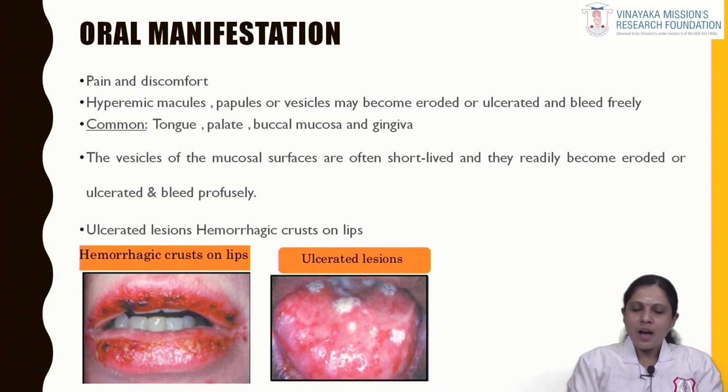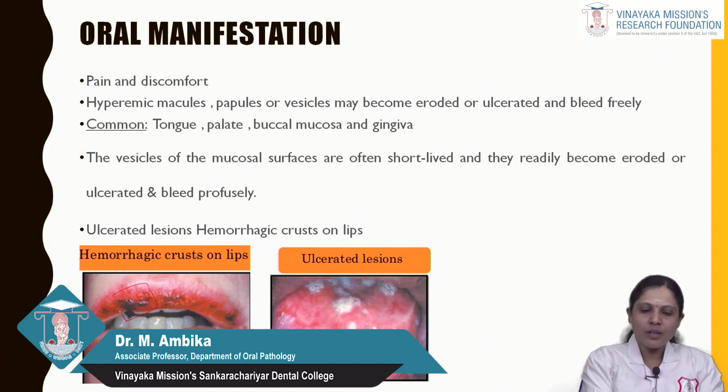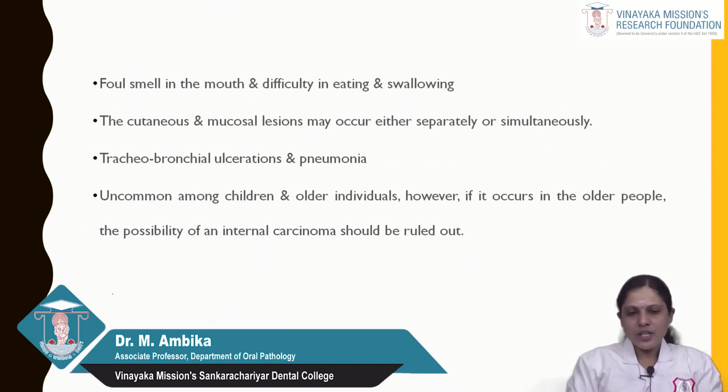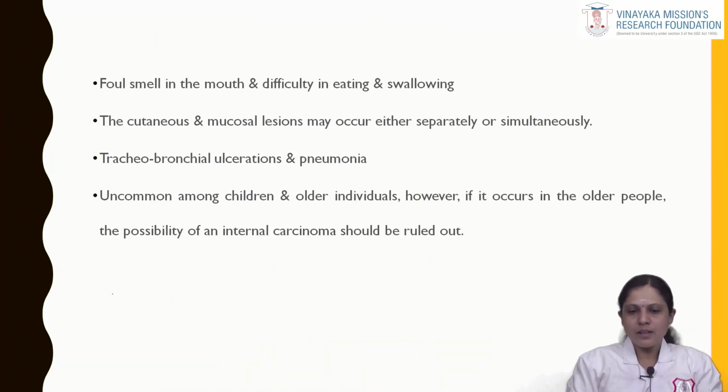Sometimes it may lead to ulcerated lesions because of profuse bleeding, which leads to hemorrhagic crust formation over the lips. Because of the hemorrhagic crusting, it may lead to foul smell in the mouth and difficulty in eating and swallowing. Tracheobronchial ulcerations and pneumonia may also be noted.